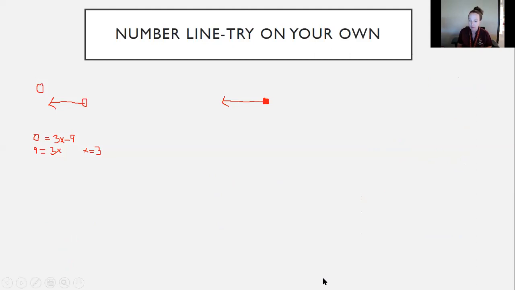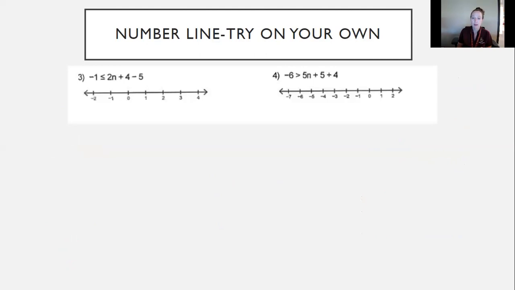Oh, hang on. Let me clear all my drawings here. Okay, for you, now in your notes, you should see number 3 and number 4. You need to pause the video here and see what solutions you get. Go through the 4 steps, take your time, and then come back and check.